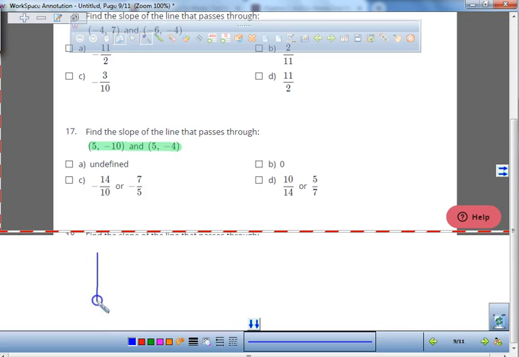So I'm going to make a table. Going to make a little x1 and a y1. I'm going to put 5 and -10 and 5 and -4. I'm going to label these x1, y1, x2, y2.